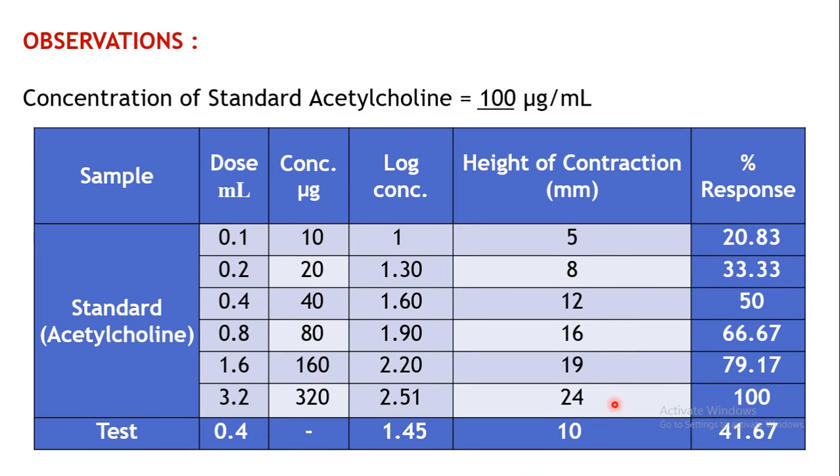So 24 mm is 100%, therefore 5 mm is dash. It is calculated by simple cross multiplication. So you get all these values over here. This is how you need to record your responses and calculate the percent response, which is actually supposed to be plotted on your graph.